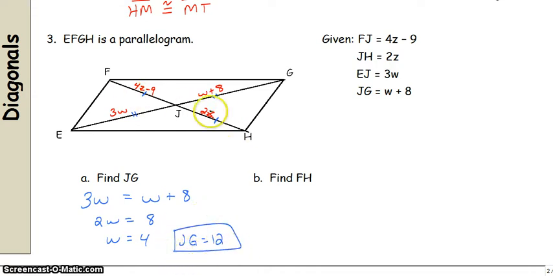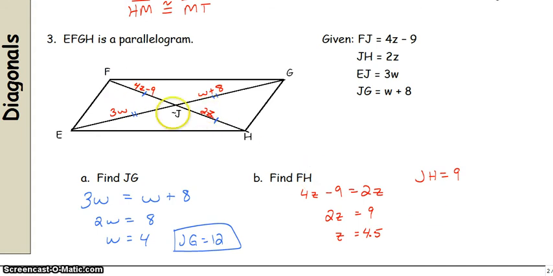They want me to find FH. I have to start by setting these segments equal. 4z minus 9 equals 2z. So 2z equals 9 and z equals 4.5. To find FH, I'd substitute in for one of these. Find JH maybe. 4.5 times 2 is 9.